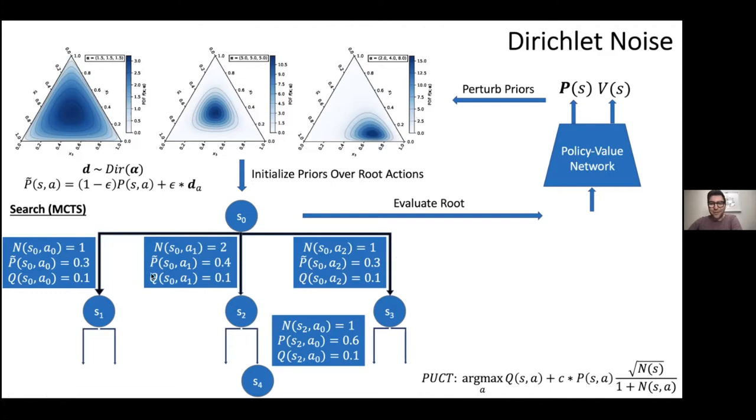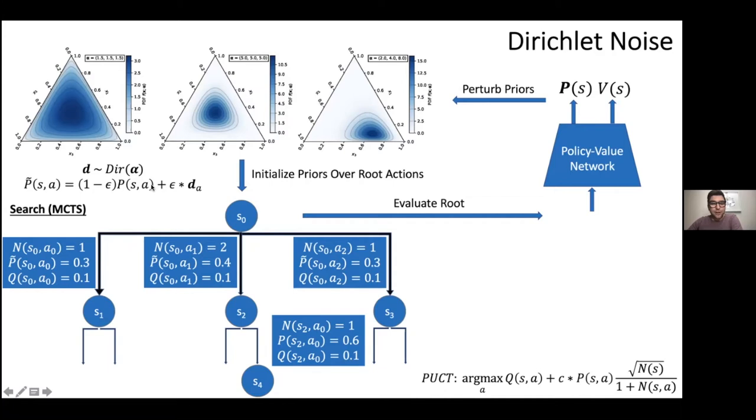confusing, but to make it more clear, AlphaZero samples a discrete probability distribution D from the Dirichlet distribution, and then computes perturbed priors by forming a weighted average between the sampled noise vector and the action probabilities that are obtained from the policy value network.